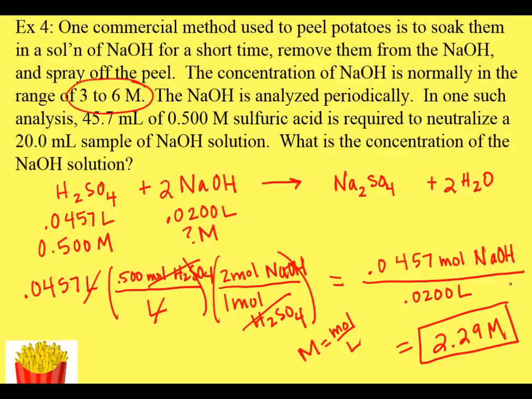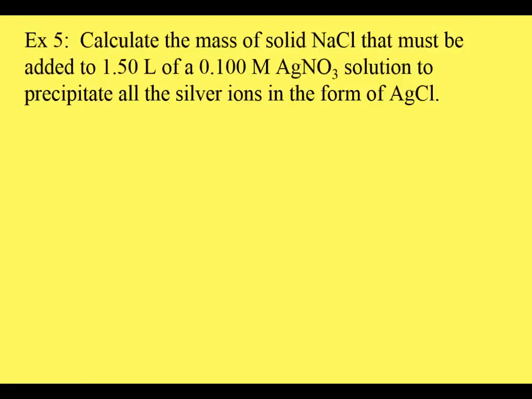We have one problem to go, and before we do so, again, please make sure everyone is caught up on this one before we move on. This is our fifth and last example. This is a precipitation example of a titration. It says calculate the mass of solid NaCl that must be added to 1.5 liters of a 0.1 molar silver nitrate solution to precipitate all the silver ions in the form of AgCl. And again, this is one I would like you to try with your groups, but before we split into those groups, I will help you get a balanced equation to start with.